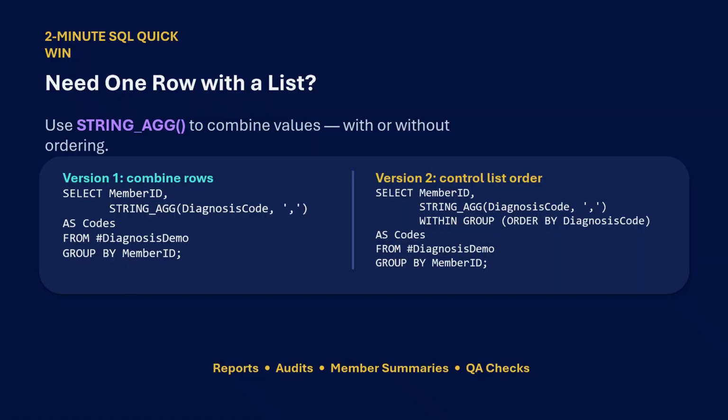This is not just "here is a function." This is "I have many detailed rows, but my report needs one clean row." Sometimes the data is stored correctly as multiple rows, but the report needs one readable list. For example, one member can have multiple diagnosis codes.